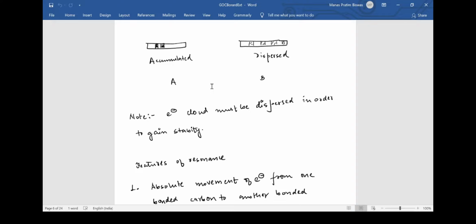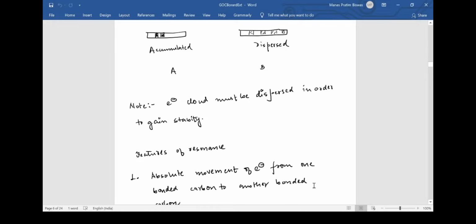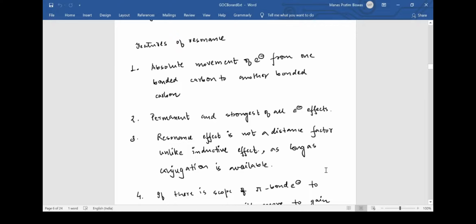So this is the basic requirement, and in resonance we will study how an electron cloud gets dispersed, not via sigma bonds, but this time via the pi bonds and the empty orbitals of the atoms involved in the species. Okay, so now let us understand the features of resonance. I'll take examples of resonance and show you in diagrams in a while, but first let us understand the features of resonance, and this is the most important part that you need to remember while you are solving questions.